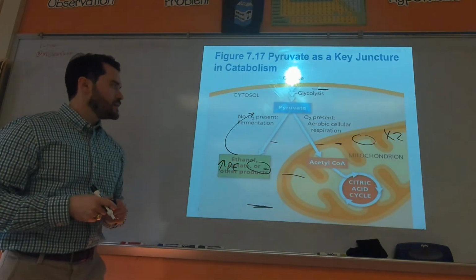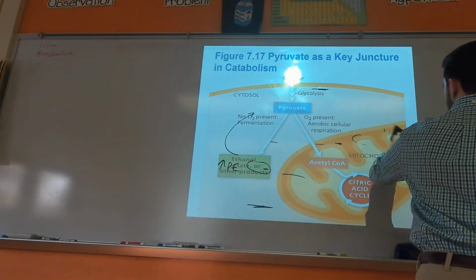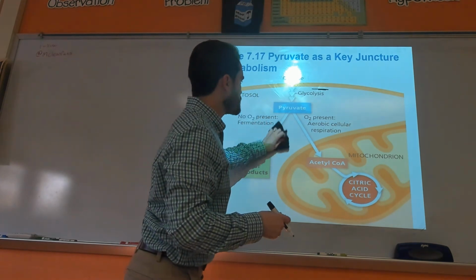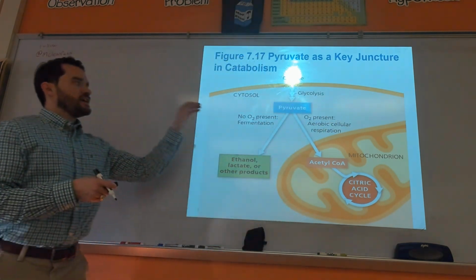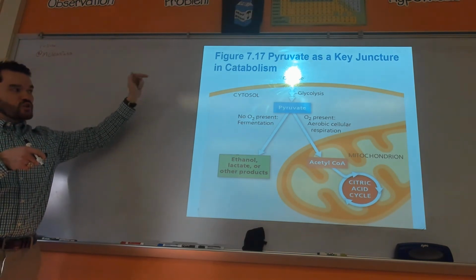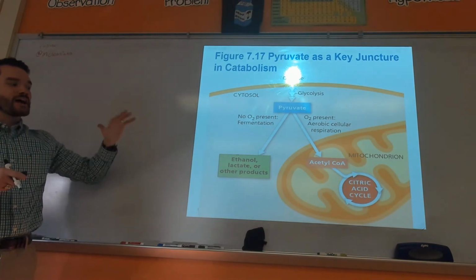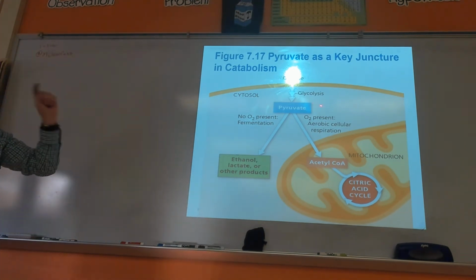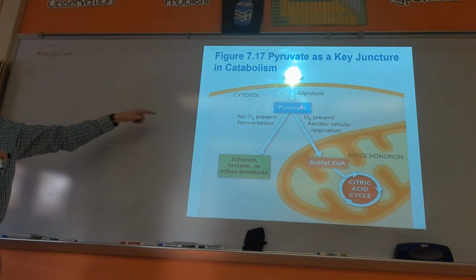Okay. This is a great slide to help you get that overall picture of what's happening. You have glucose. Glucose comes in the cell. Glucose will go through glycolysis. No matter if oxygen is present or not present, say that again, no matter if oxygen is present or not present, you do glycolysis and you make pyruvate.